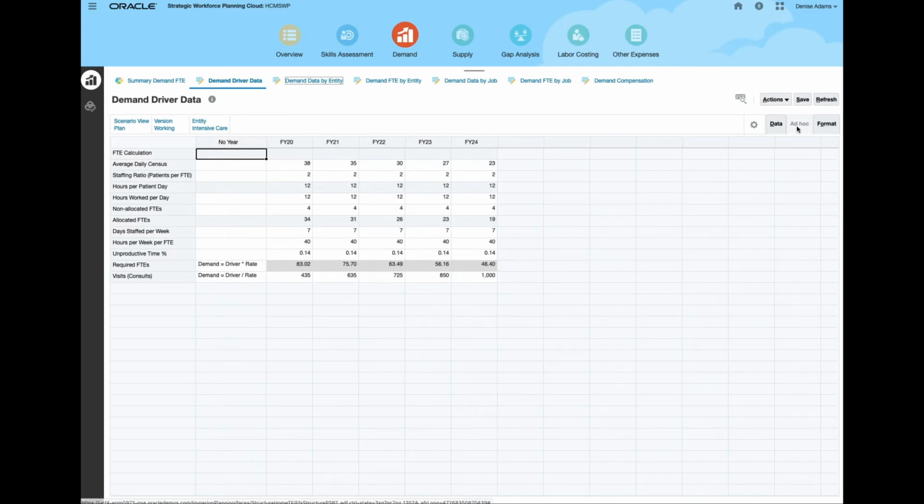I can use my data tool and spread change over time. So let's say, for example, we're going to drive to decrease unproductive time by 1% year on year. I can spread a 1% decrease using my data tool, just as I would do in an Excel spreadsheet.